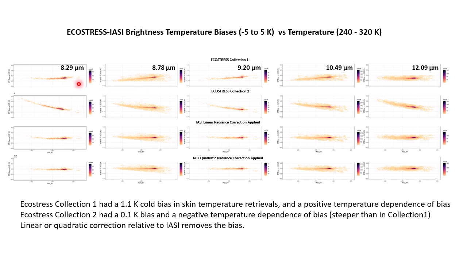Collection 2 was a correction done by JPL, and it increased the temperature dependence of the biases, but reduced the average bias to approximately 0 in all channels. Our correction method reduces the temperature dependence essentially to 0 and reduces the average bias to 0. A linear or quadratic correction has approximately the same effect.